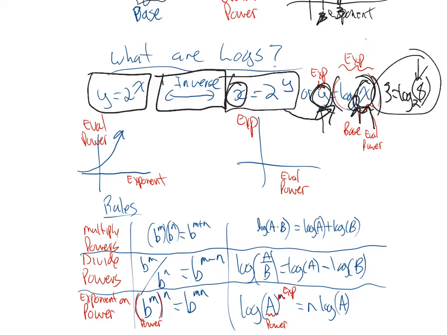2 cubed is 8. So 8 is the evaluated power. So what does it mean if they're inverses, right? So here on the y-axis, we have the evaluated power. This is for exponential. And you have exponent on the x-axis. So that means you inverse. So your x-axis becomes your y-axis, and your y-axis becomes your x-axis. And so you have an exponent on the y-axis and an evaluated power on the x-axis.